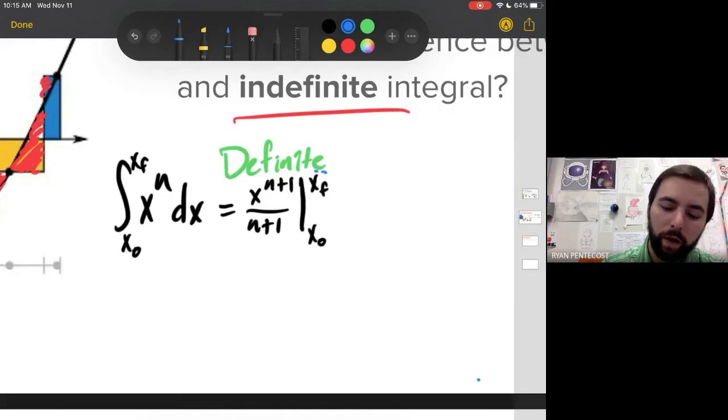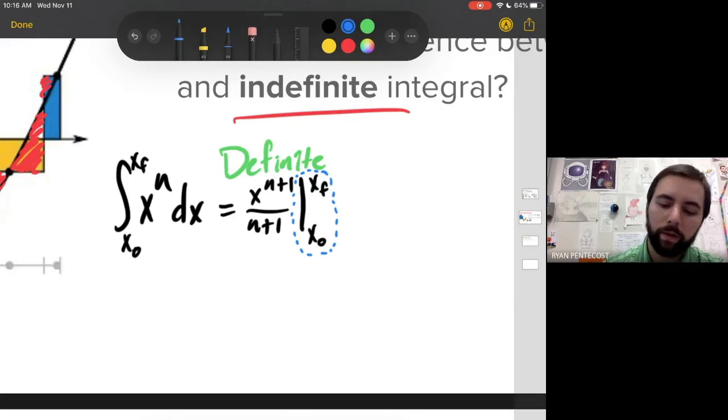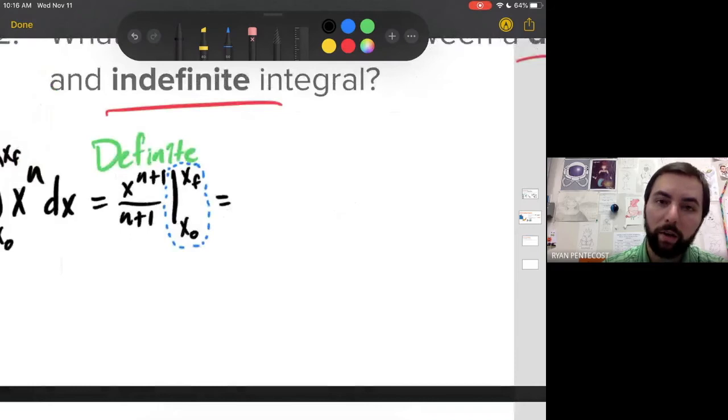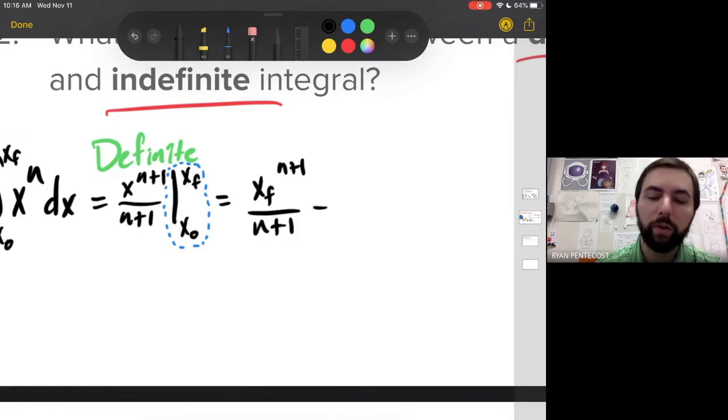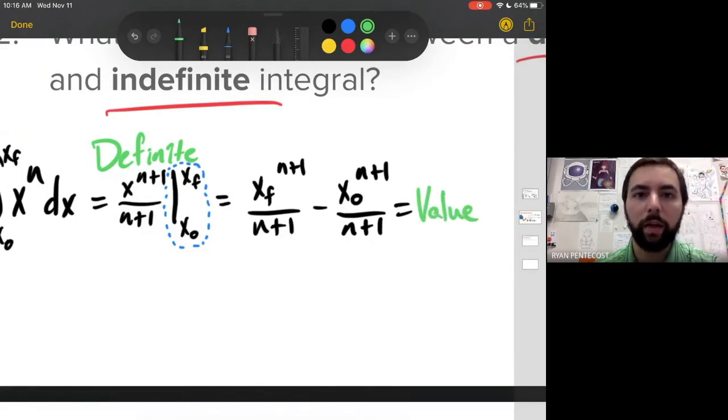This little symbol right here tells you it's just a different way of saying this function from the bottom value to the top value. And that's what that means. So if we do this integral and we're going to solve it, we take final minus initial, which we do all the time in physics. You take xf to the n plus 1 divided by n plus 1, then you subtract the initial, x naught to the n plus 1 divided by n plus 1. And this is going to give you a value, not an equation.